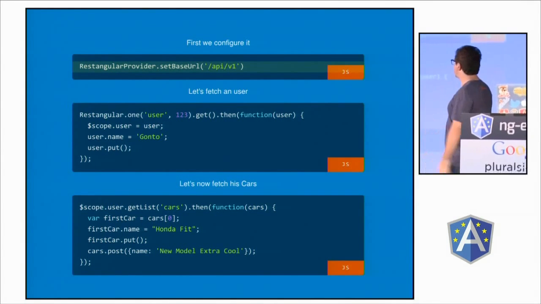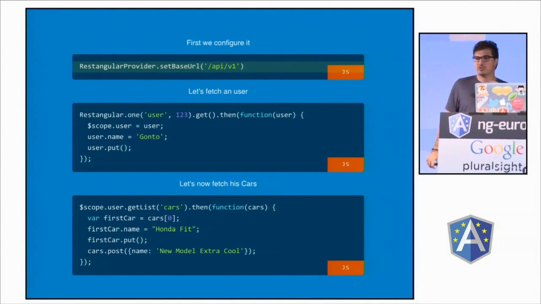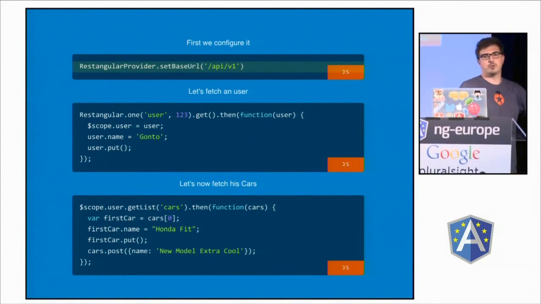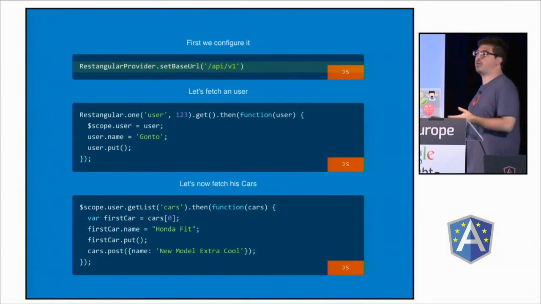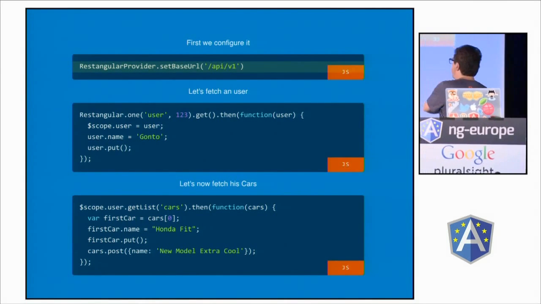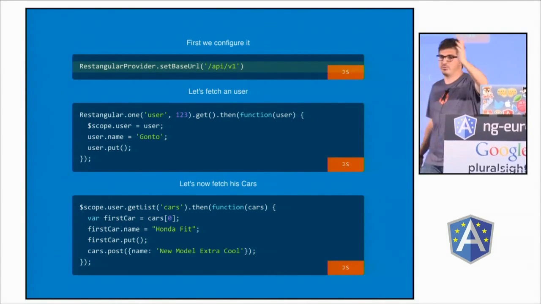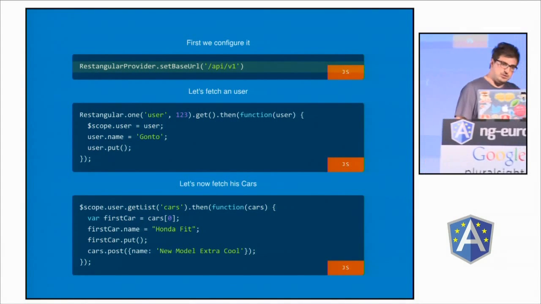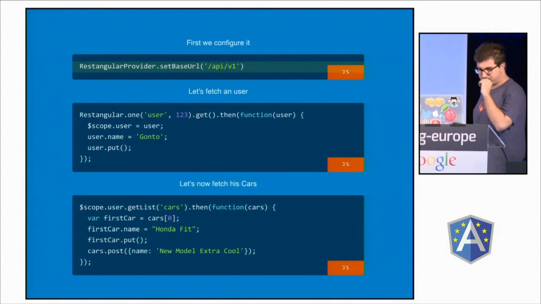The first thing that you could do is set the base URL. So that's the base URL for all the requests. It's always API version 1. In the future, if I'm changing this to API version 2, version 3, or whatever, I just change it here and it would just work.